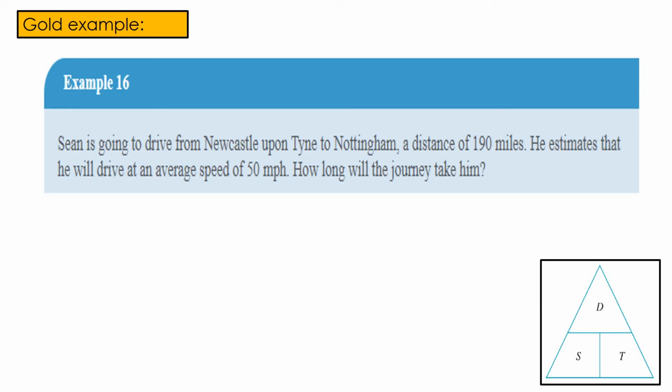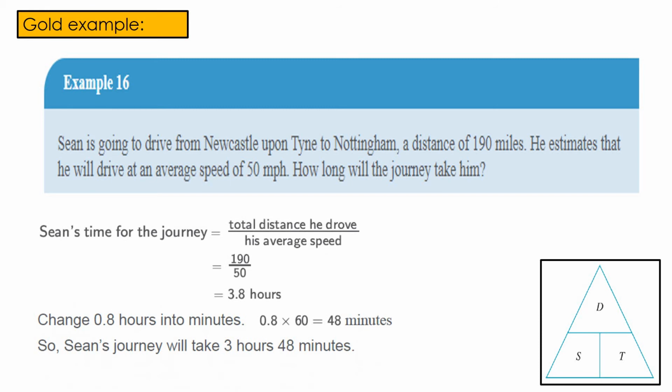So we cover up T, and we get D divided by S. So that's 190 divided by 50, which is 3.8 hours. Now, it's a gold example because we change our 0.8 hours into minutes. We do that because we know there are 60 minutes in an hour, so 0.8 hours becomes 0.8 times 60, which is 48 minutes. So Sean's journey will take 3 hours and 48 minutes, and it's better to put that rather than putting 3.8 hours.